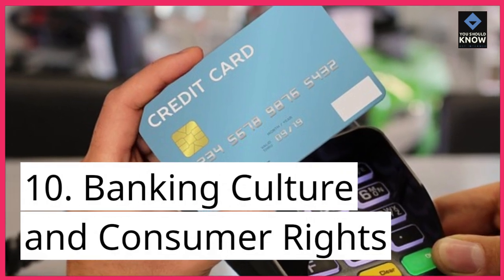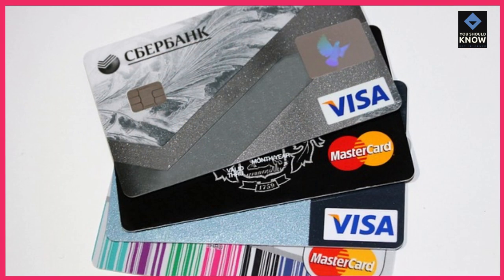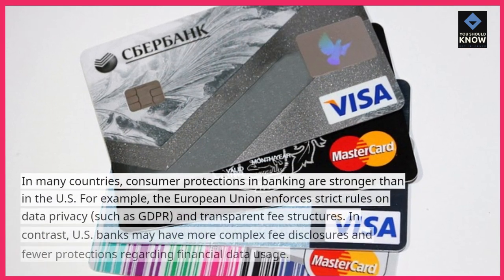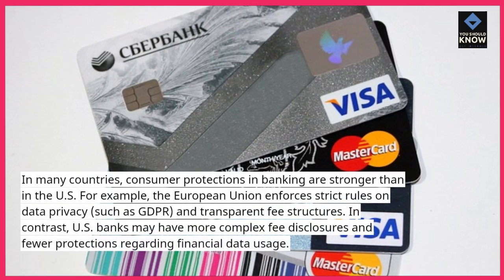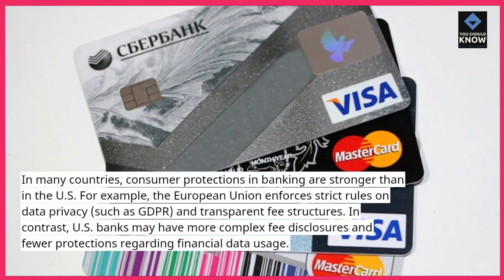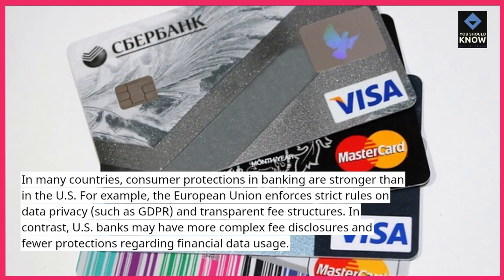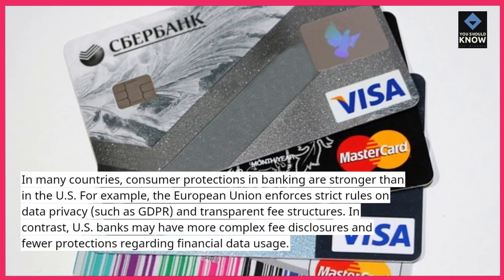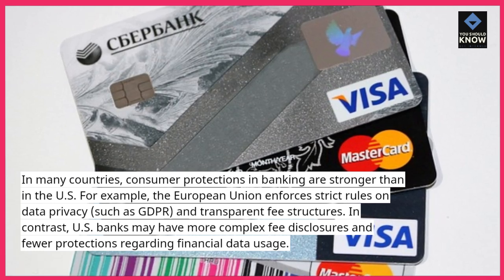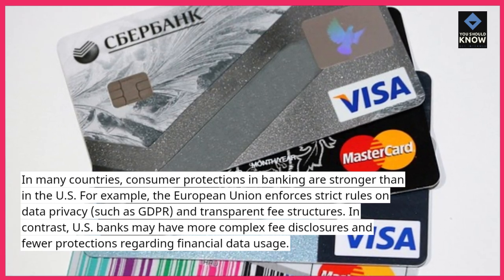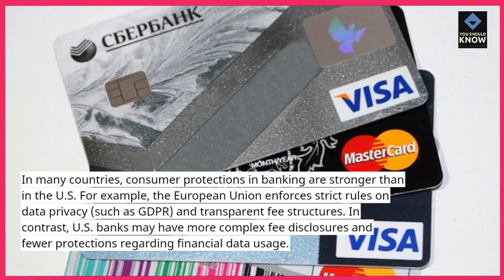10. Banking culture and consumer rights. In many countries, consumer protections in banking are stronger than in the U.S. For example, the European Union enforces strict rules on data privacy, such as GDPR, and transparent fee structures. In contrast, U.S. banks may have more complex fee disclosures and fewer protections regarding financial data usage.